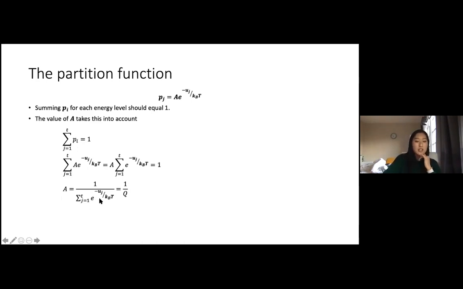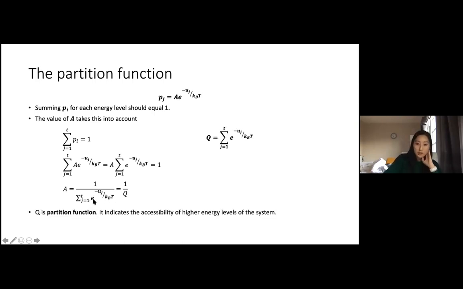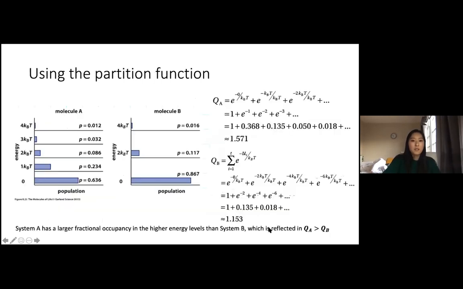And this expression has its own name. It's called the partition function, or Q. The partition function indicates the accessibility of higher energy levels of the system. So the higher Q is, the more molecules occupy higher energy levels. I realize that's kind of an abstract idea, but I think it'll be clearer once you use it in an example.